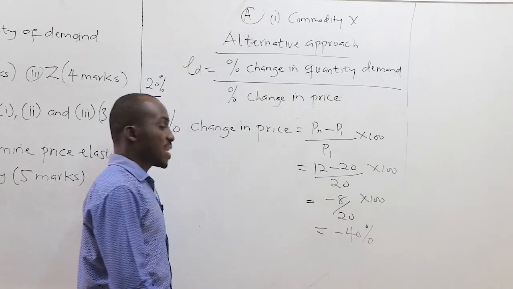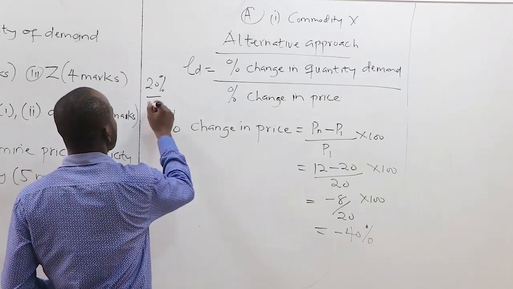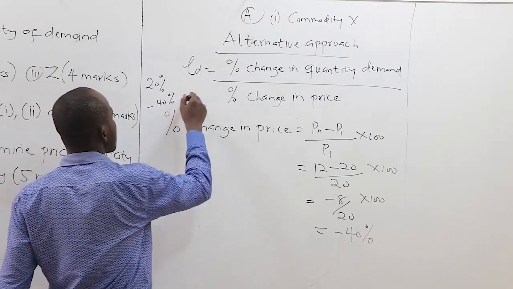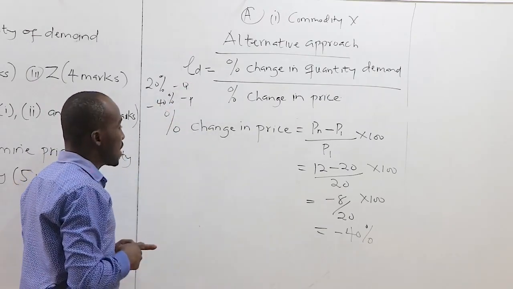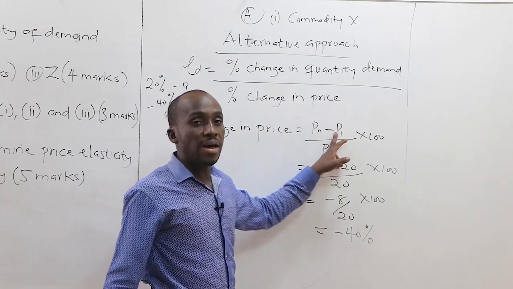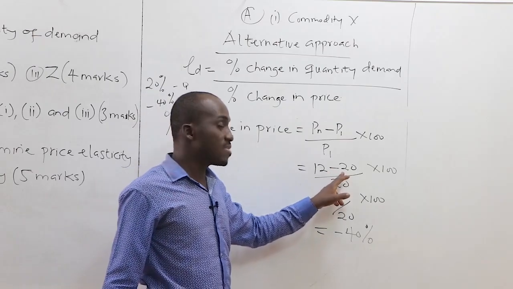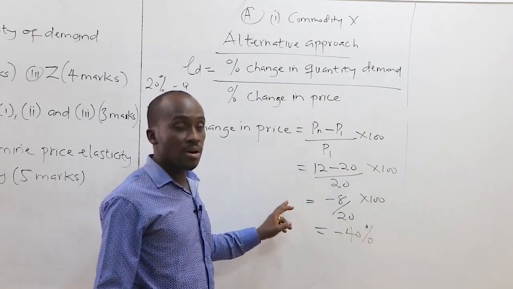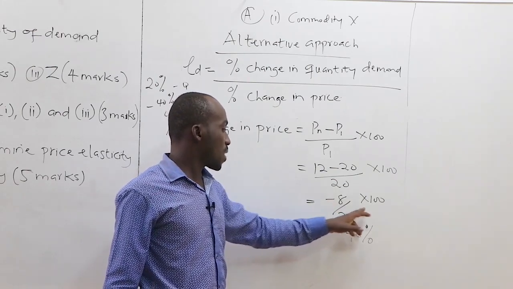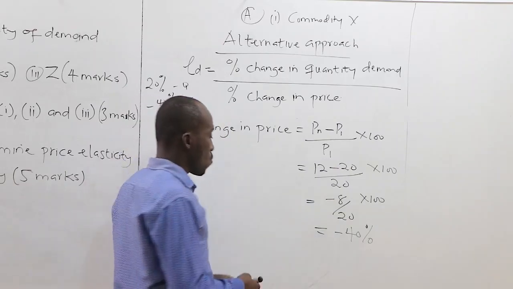If you use a calculator, you're going to get negative 40. So the percentage change in price is negative 40. That's for price. This is for quantity. Let's go through it again. Percentage change in price equals the new price minus initial price divided by initial price times 100. The new price is 12. The initial price is 20, divided by 20 times 100. What do we have here? Negative 8 divided by 20 times 100. It gives negative 40. And that will give you 1 mark.